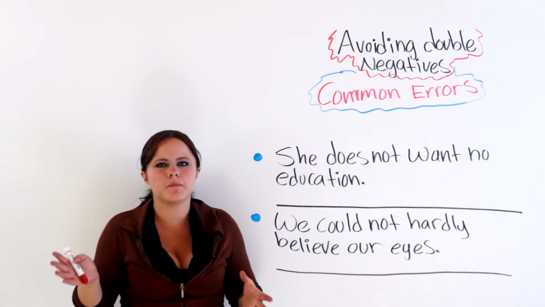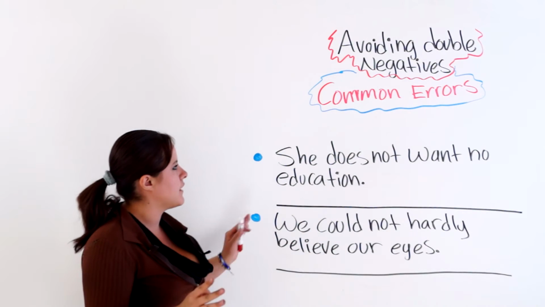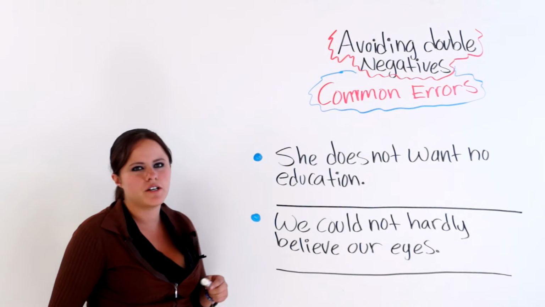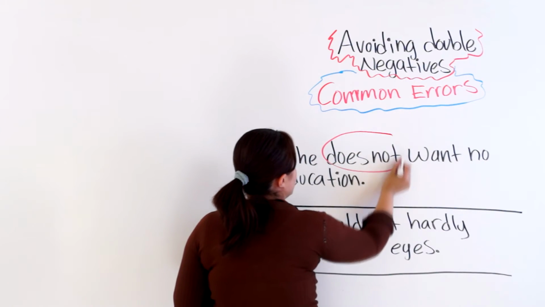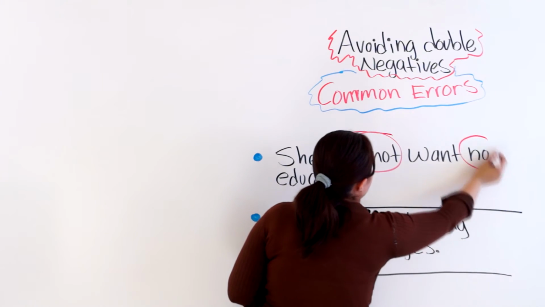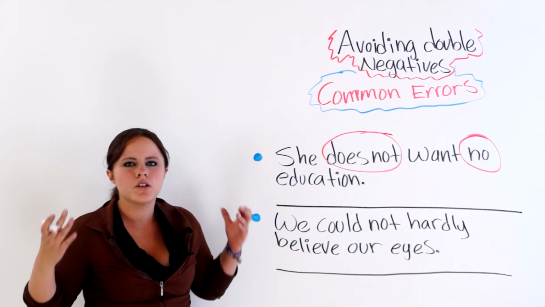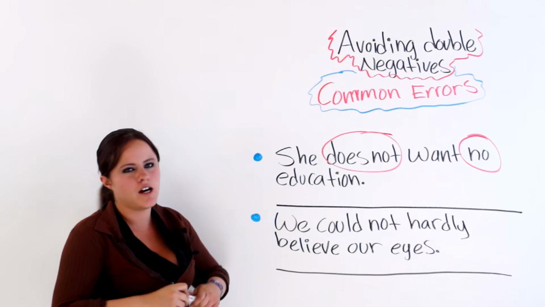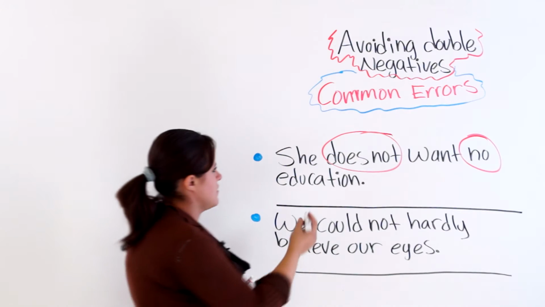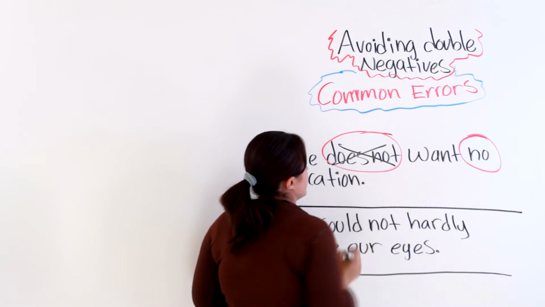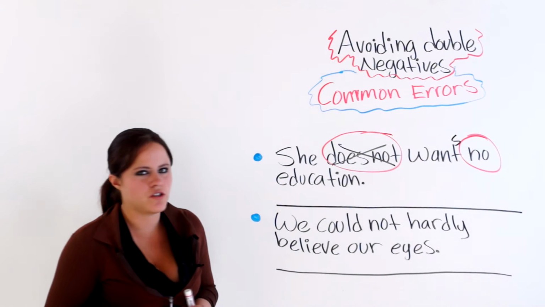Now you are going to help me correct the sentences that have double negatives. The first one says, she does not want no education. As you can see, we have a negative, does not, and we have another negative here, no. She does not want no education. So how could you correct that common mistake? You could just cross this out, this does not exist anymore, and say, she wants no education.